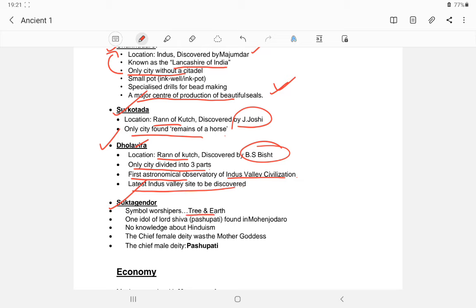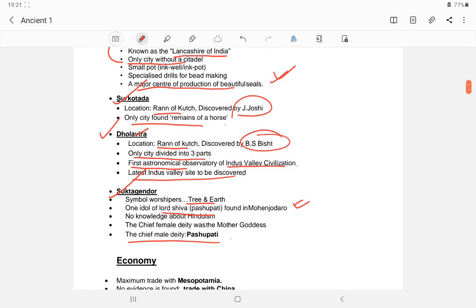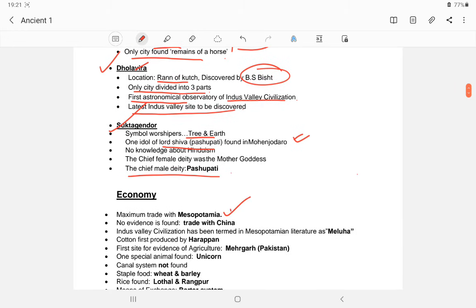Symbol worshiper, tree and earth. One idol of Lord Shiva, Pashupati, was found in Mohenjo-daro. The chief deity is Pashupati, the earliest form of Lord Shiva. It is an urban civilization and the economy was based on maximum trade, mainly with Mesopotamia, which is modern Iraq. There is no record of trade with China.